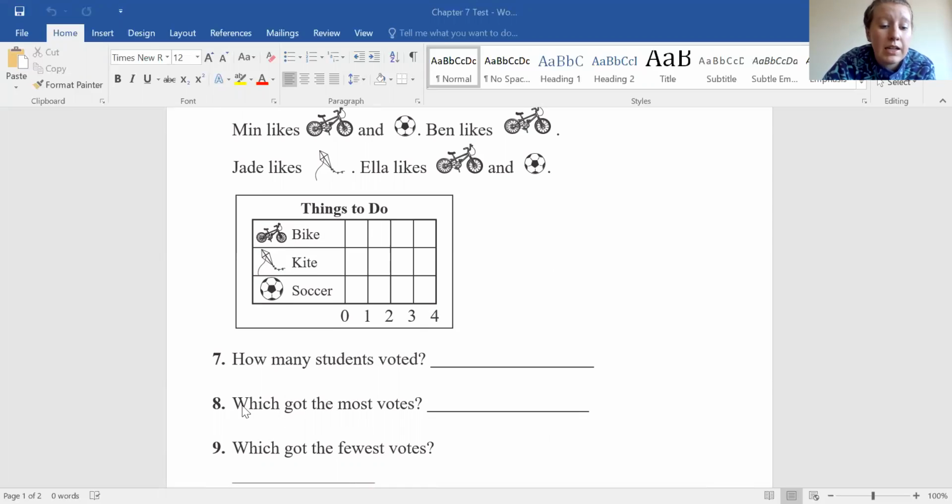Good. Number 8 says, which got the most votes? Which activity got the most votes? Take a look at your graph and write the name of the activity here. Is it bike, kite, or soccer? Write the name of the activity here.